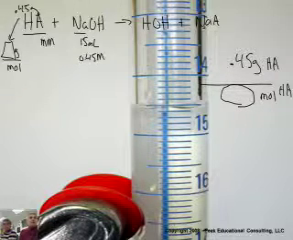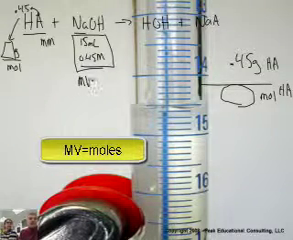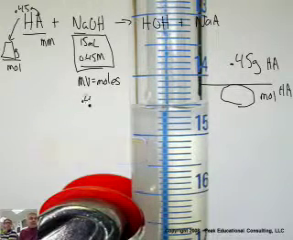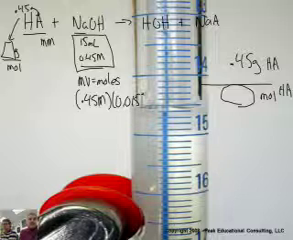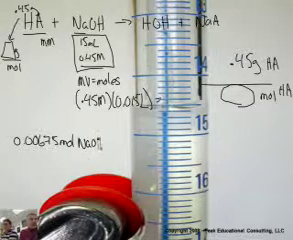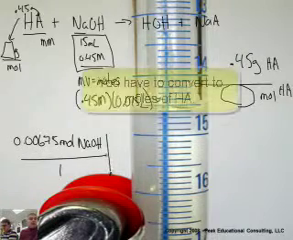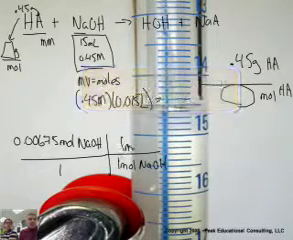Let's find it. I have a molarity and a volume. M times V equals moles. So if you multiply 0.45 molar times 0.015 liters, notice I'm playing the liter game, what do I get? 0.00675, and that's moles of NaOH. I don't want moles of NaOH. I want moles of HA. Then I say 1 mole of NaOH is 1 mole of HA.